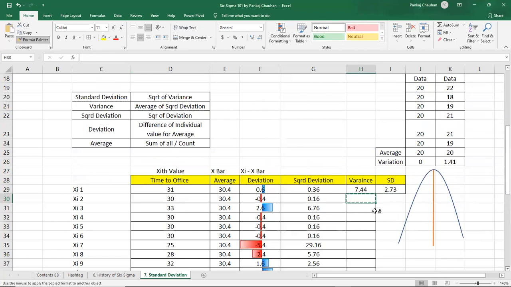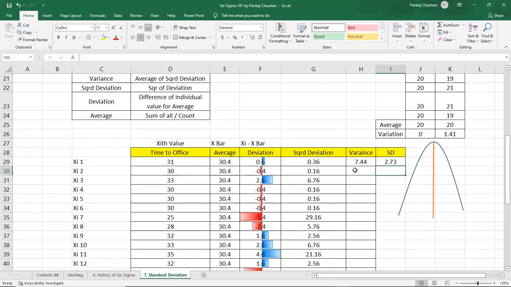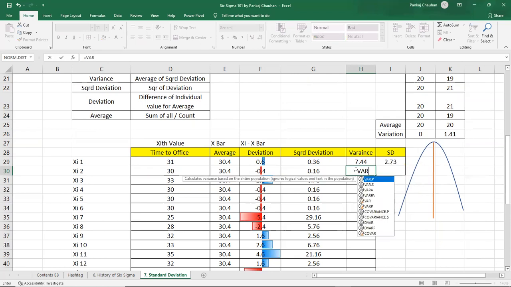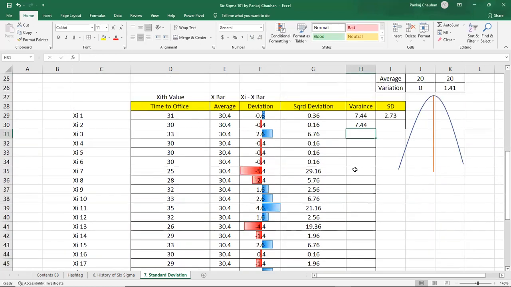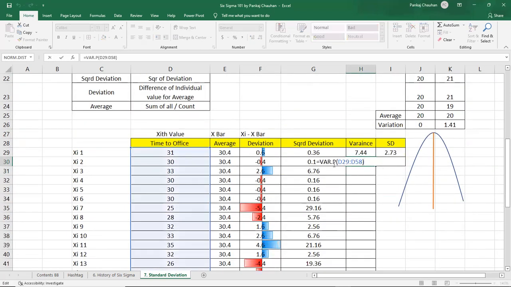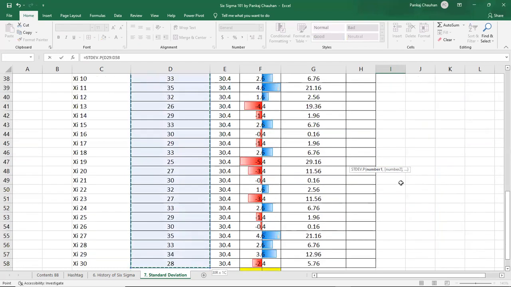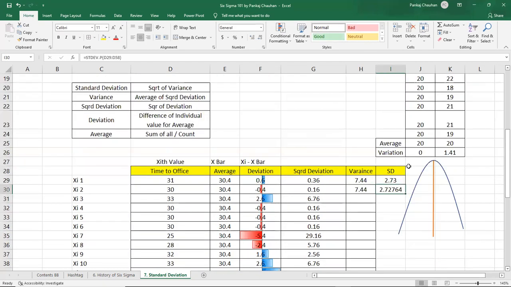Because we are in the advanced generation, we have so many software, like Excel. So all these things come with the Excel inbuilt formula. You need not worry about going for such lengthy calculation. Simply you put a formula here, in the variance, VAR.P, selecting your numbers, and you will get the variance here, 7.44. Similarly, you can get the standard deviation as STDEV.P, selecting these numbers, and you will get the standard deviation as well, which is 2.73, approximately what we got in the manual calculation.